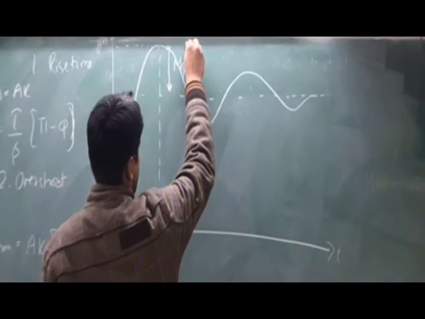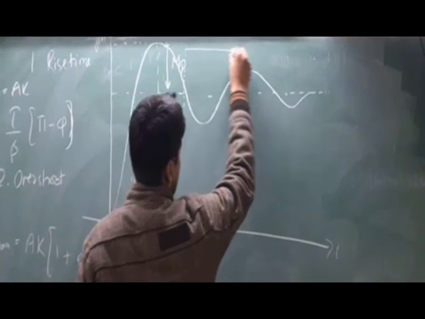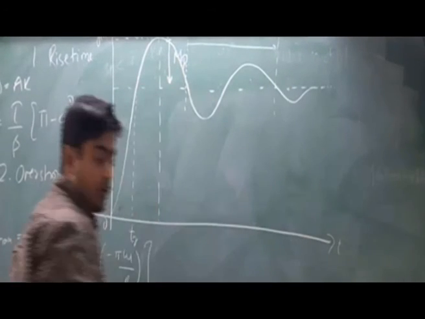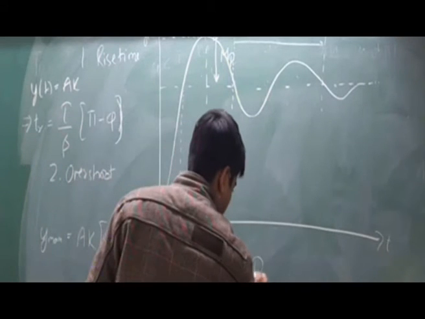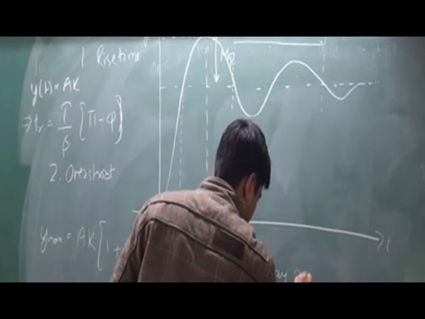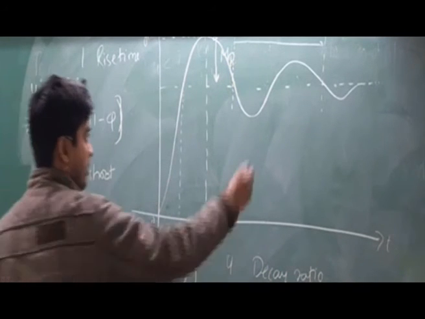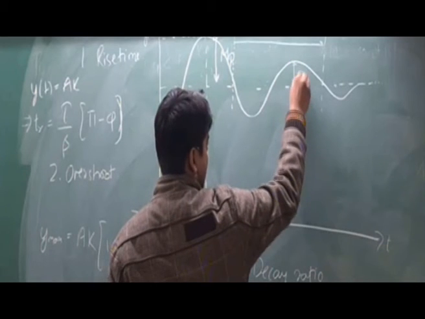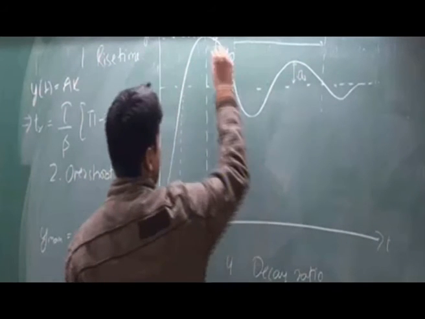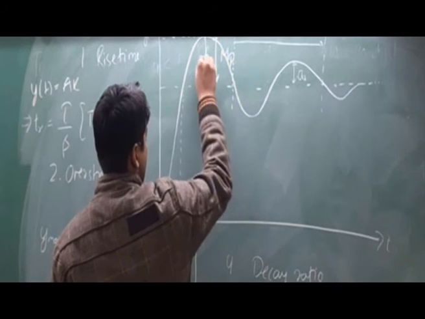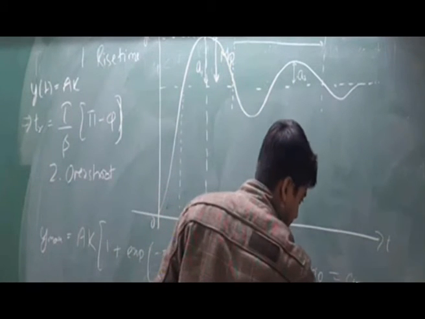You need to compute first the time it takes to move from here to here. Then you compute the frequency of this. The fourth characteristic is the decay ratio. You compute this value, let's say I denote it by A2, whatever the value is. I compute this value A1, and then I take the ratio A2 over A1.